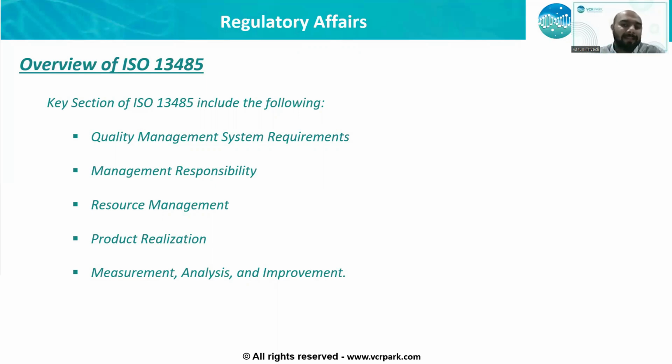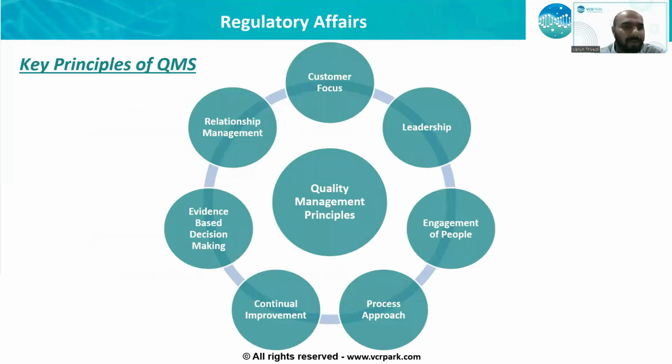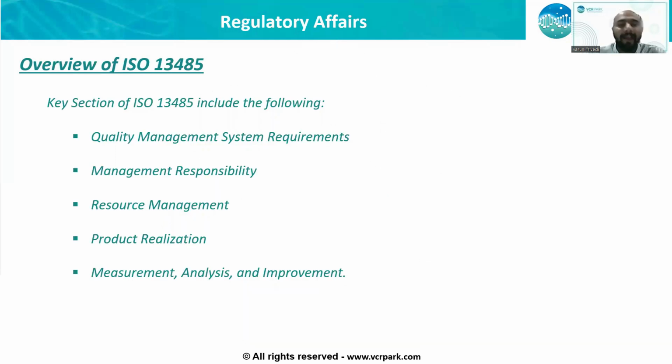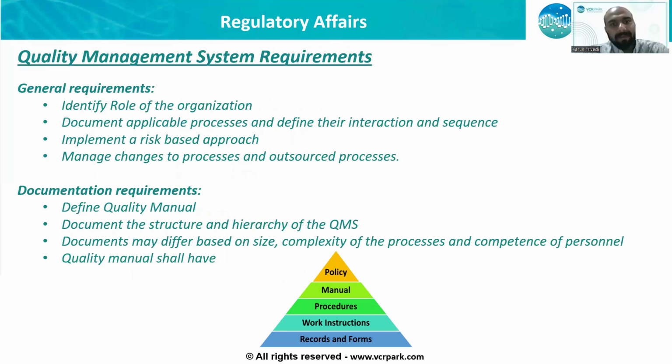You will see in the following slides that whatever we saw in the previous slide about key principles of quality management system, each and every principle that you see on the slide right now is in one way or the other linked to all the subsequent slides or all the requirements of 13485 that I just highlighted in this slide, right? It's on the basis of the 7 core principles that the quality management system requirements are developed, and accordingly the requirements are defined. Let's start with quality management system requirements.